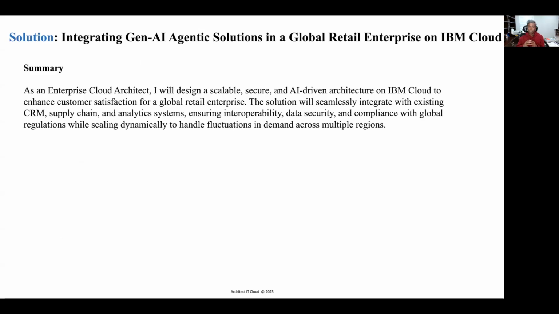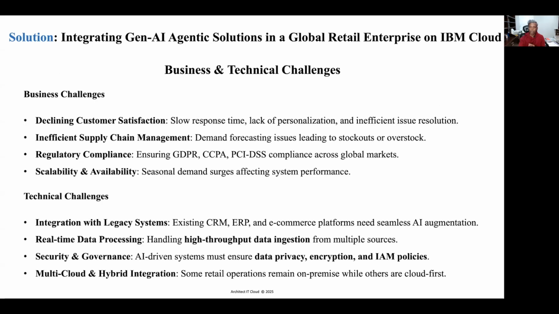As a cloud enterprise architect, you must summarize this scenario clearly when you present it to your CTO or higher management. So you must clearly provide the summary. Here the summary is: I will design a scalable, secure and AI-driven architecture on a particular cloud. Here I took IBM Cloud as an example to enhance customer satisfaction for a global retail enterprise. The solution will seamlessly integrate with existing CRM, supply chain, and analytics systems, ensuring interoperability, data security, and compliance with global regulations while scaling dynamically to handle fluctuations in demand across multiple regions. So this is my summary before getting into the detailed architecture implementation.